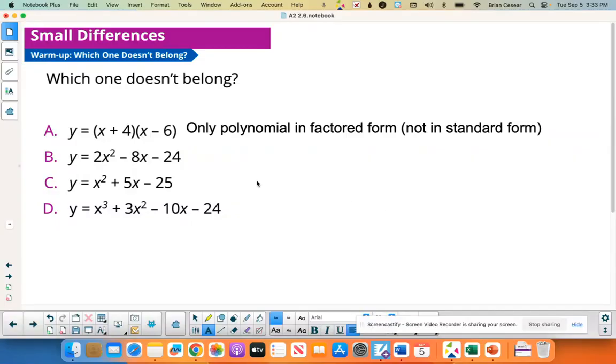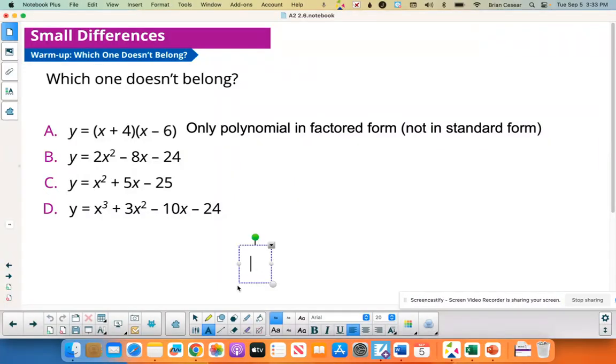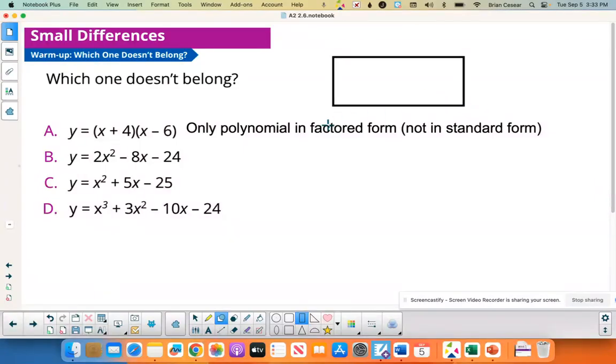Now I could put that into standard form if I wanted to. I want to make a box and multiply that out. I'll put the x plus 4 on one side, and I'd put the x minus 6 on the other side. So I'll put x and 4, x and negative 6, and when I multiply these, I get x squared. These are 4x, this is negative 6x, and this is negative 24.